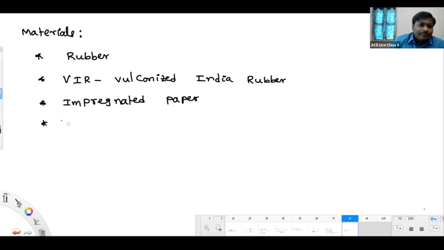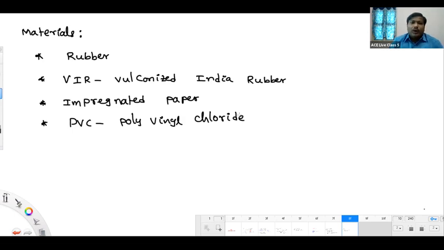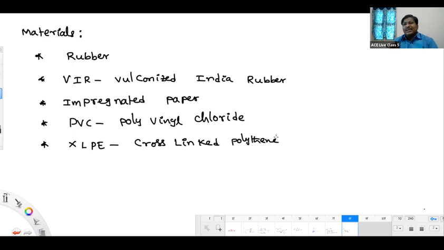Next one will be PVC, polyvinyl chloride. And the last one I'm saying here is XLPE, and this will be cross-linked polythene, or you can say polyethylene also. Polythene or polyethylene, both are the same. Listen, I will now keep the dielectric strengths of these materials.